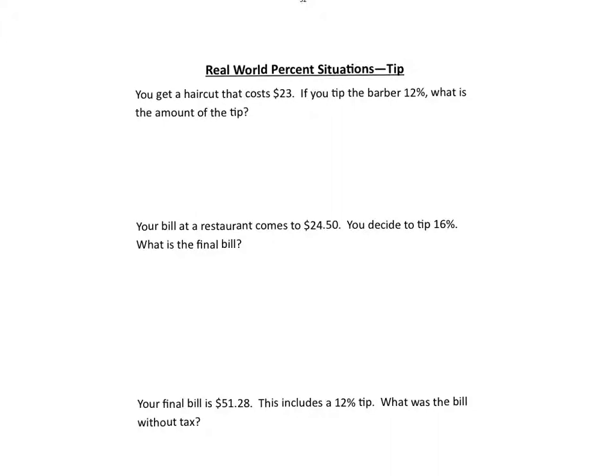You get a haircut that costs $23. If you tip the barber 12%, what's the amount of tip? So we could say that 12% goes over 100. The total cost of the haircut was $23. I want to know the amount of the tip. Okay, pretty straightforward, I think. If you prefer to do the equation, it would be 0.12 times 23. Either way you go about it, you would get that the tip would be $2.76.